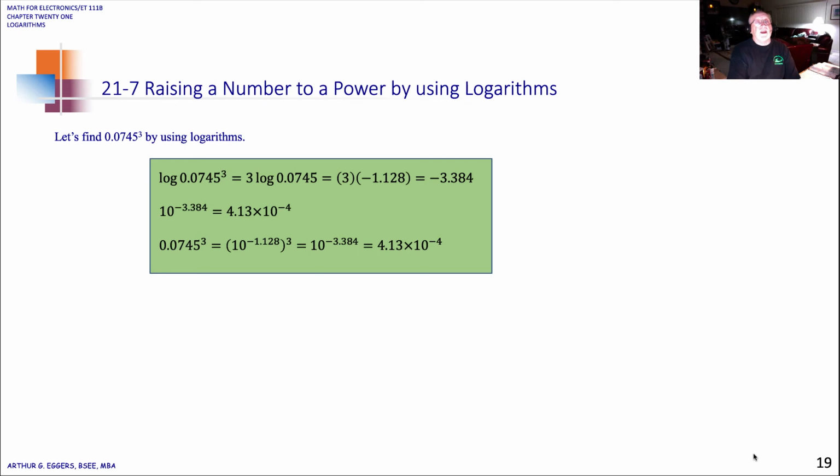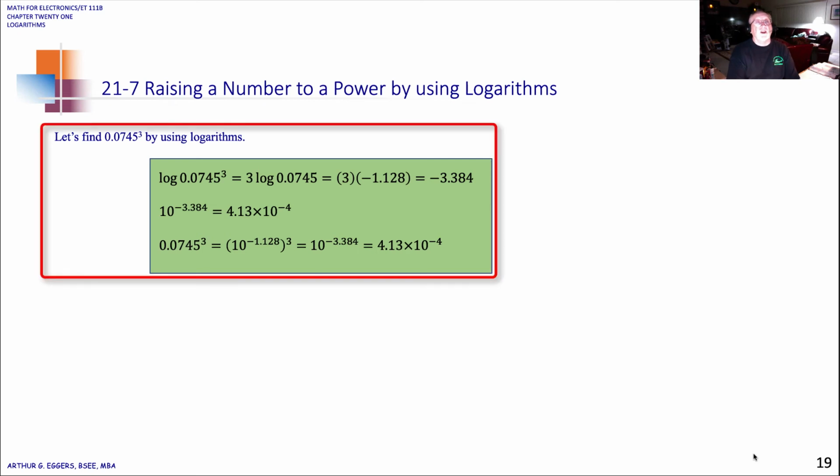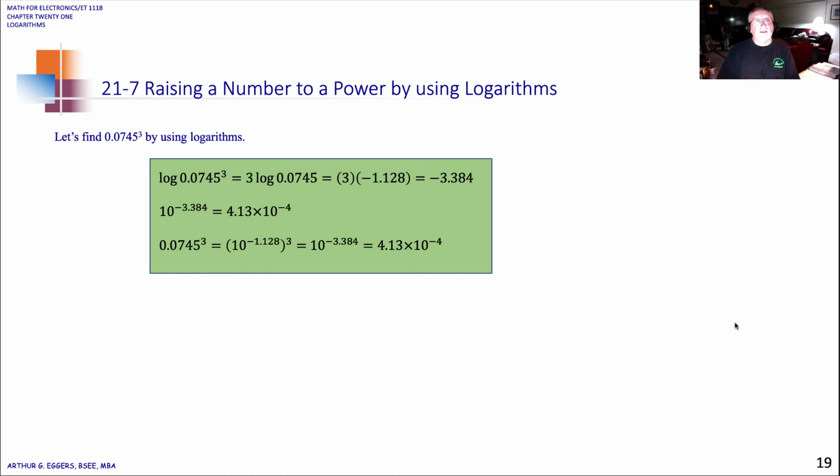Another example here, we're going to take a fractional number and cube it. So to find the log of that, we take the log of 0.0745 cubed. We're going to take the log of 0.0745 and we're going to multiply it times 3. So 3 times minus 1.128, which is the log of that value, we get minus 3.384. In the exponential form, if I take 10 to that exponential value, I get 4.13 times 10 to the minus 4. So if you do these examples on your calculator, you will become quite versed at taking logs on your calculator. At some point in your education, you'll take inverse logs, which is an interesting aspect as well.